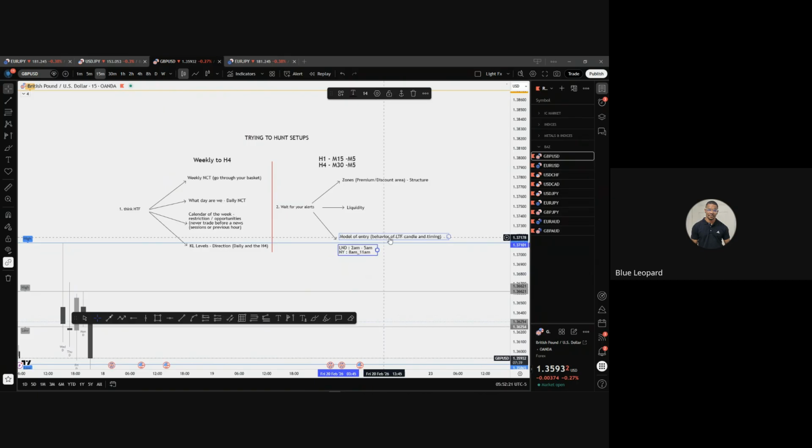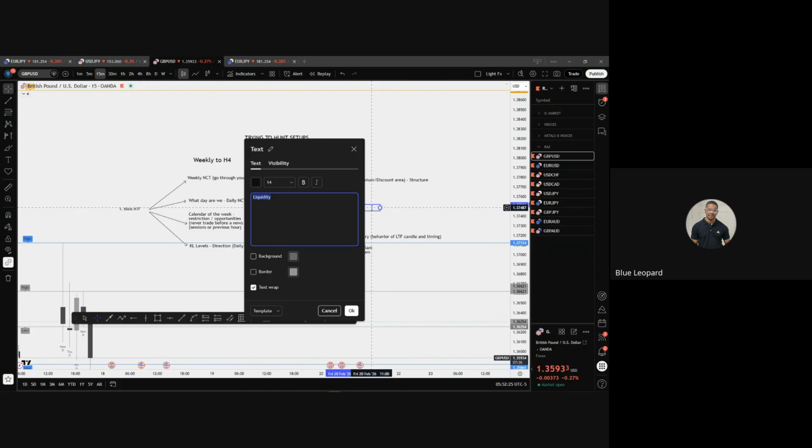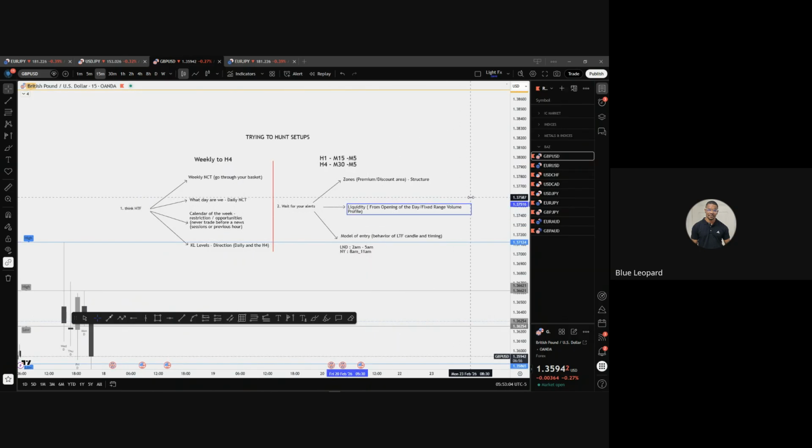Okay. Model of entry, behavior, lower time frame candle, liquidity. Liquidity is more from the opening of the day. Okay. And we can also look at the fixed range volume profile. Okay, it's the fixed range volume profile that will give you the exact idea about the liquidity. That's how I look at liquidity from the opening of the day, fixed range volume profile. I will just take this plus fixed range volume profile. So I will screenshot this. Let me do it right now.